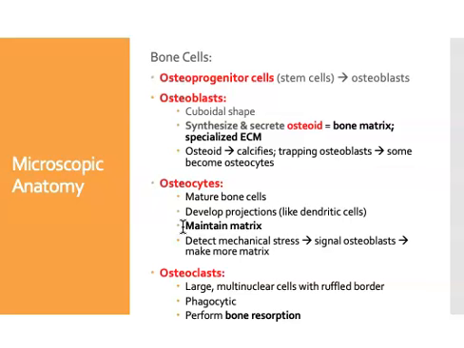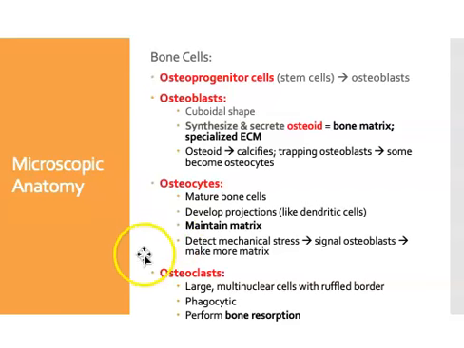In addition to maintaining the matrix, the osteocytes are able to detect the different kinds of mechanical stresses that get applied to bones every day. When the osteocyte detects mechanical stress, it will actually send out chemical signals, and the osteoblasts in the area will start making more and more of the bone matrix, more of the osteoid, in an effort to strengthen the bone.